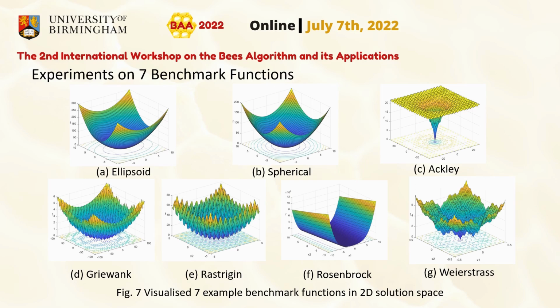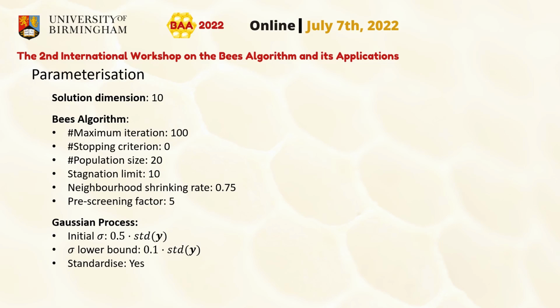The experiment tested the approach on 7 benchmark functions, including 2 unimodal and 5 multimodal functions. The algorithm is parameterized as follows. The solution's dimension is set as 10. The Bees algorithm and Gaussian process are set for the remaining tests.